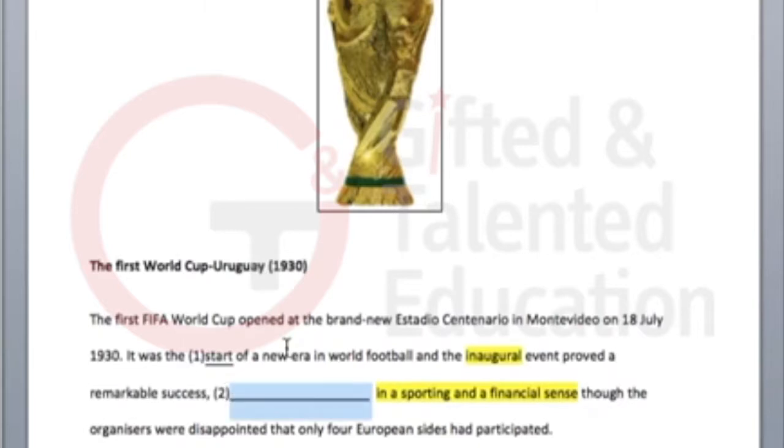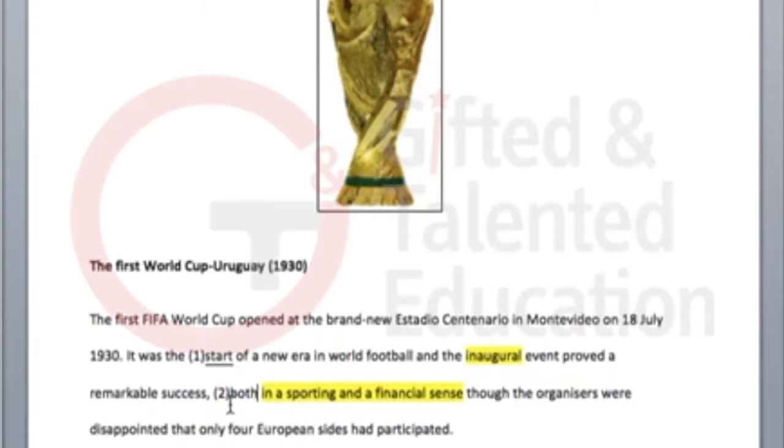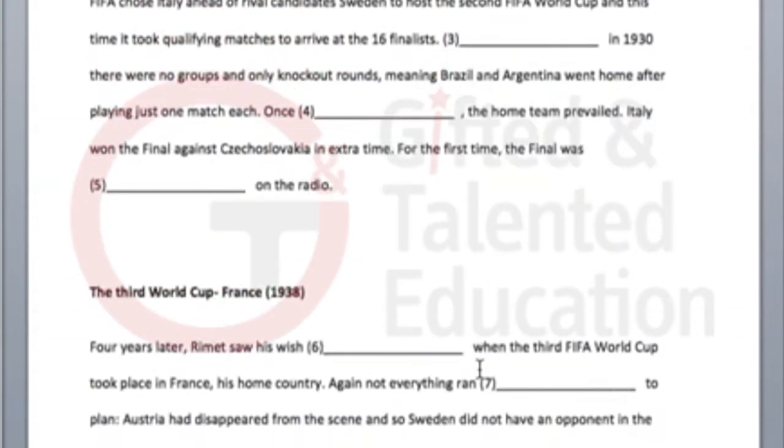The answer starts with the letter B. If you have guessed both a sporting and financial sense, you are correct. Alright, now let's move on to the next page.